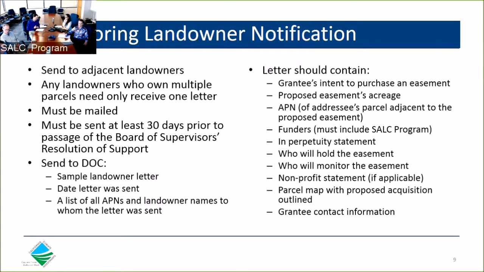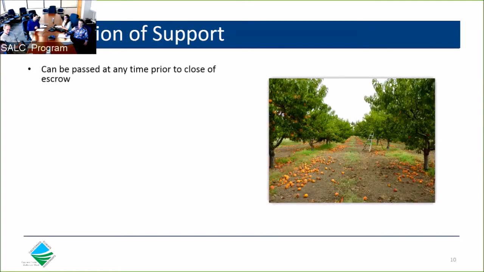Regarding the resolution of support, this is the final public noticing requirement. This can be passed at any time following the 30-day adjacent landowner notification that I mentioned earlier. Although technically the resolution needs to be passed and submitted to DOC at some point prior to the close of escrow, we suggest working on obtaining this resolution as soon as possible. That way you don't have to worry about it later when the workload intensifies and critical deadlines start to loom.